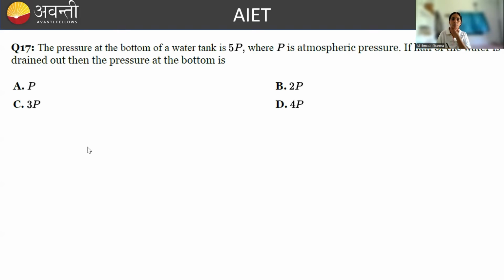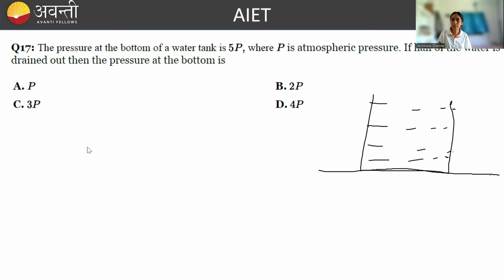Now the pressure at the bottom of a water tank is 5P. So there is a water tank. You already know the formula. If you don't, let me tell you. This is the tank, and if it is h height below, depth is h, then if pressure at the top is P naught, at the bottom pressure will be P naught plus rho g h. Rho is density of water, g is acceleration due to gravity, h is depth of this point from the top.